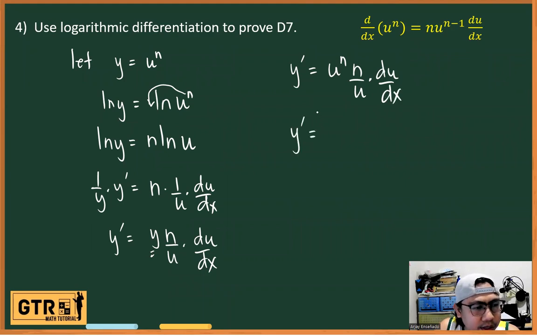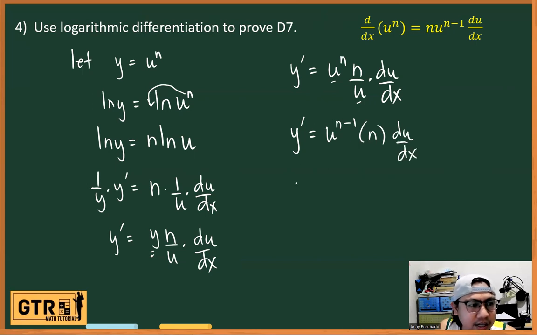So therefore we have y prime is equal to the value of y is u to the n, and then n over u, then times derivative of u with respect to x. So the derivative y prime is equal to, so we have u to the n in the numerator and then u in the denominator. So just subtract this. Since we have u in the denominator and then u to the n. N is positive, so apply the quotient law. So just subtract the exponent since we have same base of u. So therefore, that will be equal to u to the n minus 1 times n. Then derivative of u with respect to x.